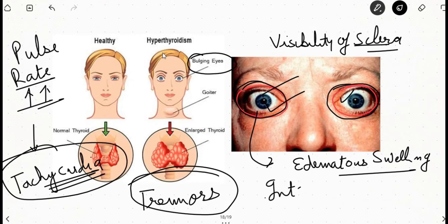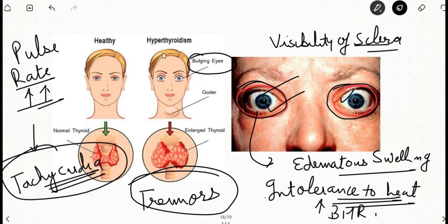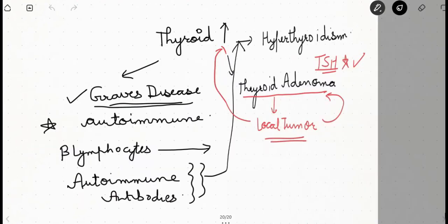intolerance to heat, as the body produces a lot of heat due to increased BMR caused by excess thyroxine, increased sweating due to vasodilation, decreased body weight due to fat mobilization, muscle weakness, nervousness, polycythemia, exophthalmos, tachycardia, systolic hypertension. So these are the features.